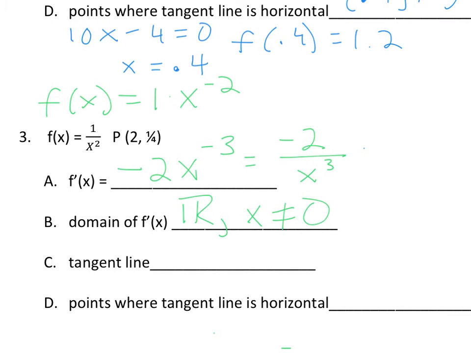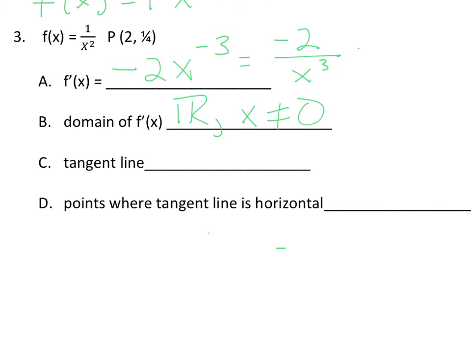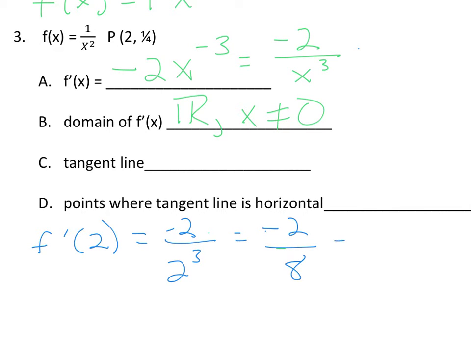Now, for our tangent line, we need to plug 2 into our derivative equation. So let's find out what f prime of 2 is. So negative 2 divided by 2 cubed is negative 2 divided by 8, which is negative 1/4. So now I know my tangent line is going to be y minus y1. Oh, that's a 1/4. Kind of came out bad.